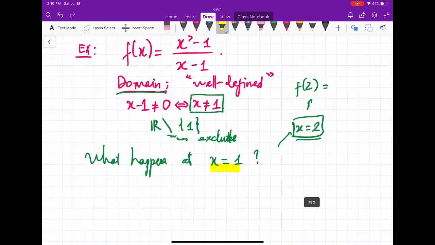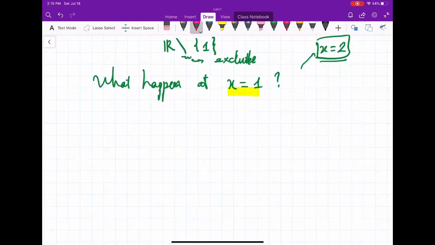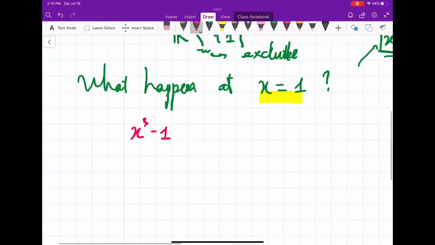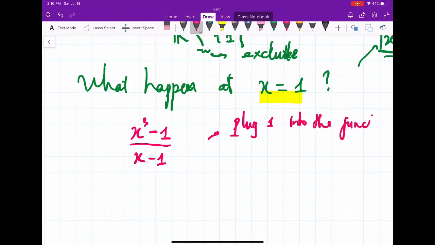I may consider the following way. I have x cubed minus 1. I know when I plug x equal to 1 into this, I get 0. That means 1 is a zero of x cubed minus 1. At the same time, 1 is also a zero of the denominator. So I have a hope that when I factor the top and bottom, I may simplify something. So I plug 1 into the function. I got 0 over 0. That means 1 is the common zero of the top and the bottom. That is important. So let's factor.